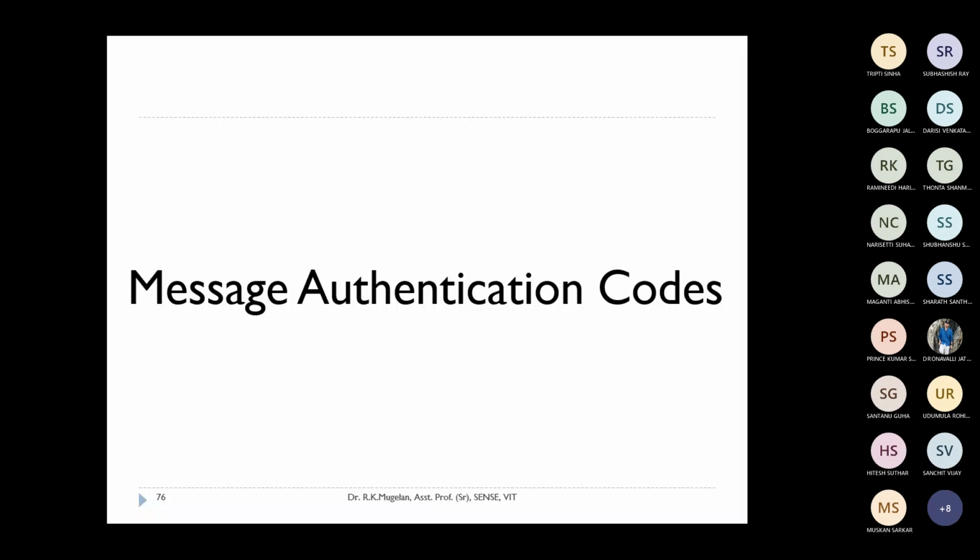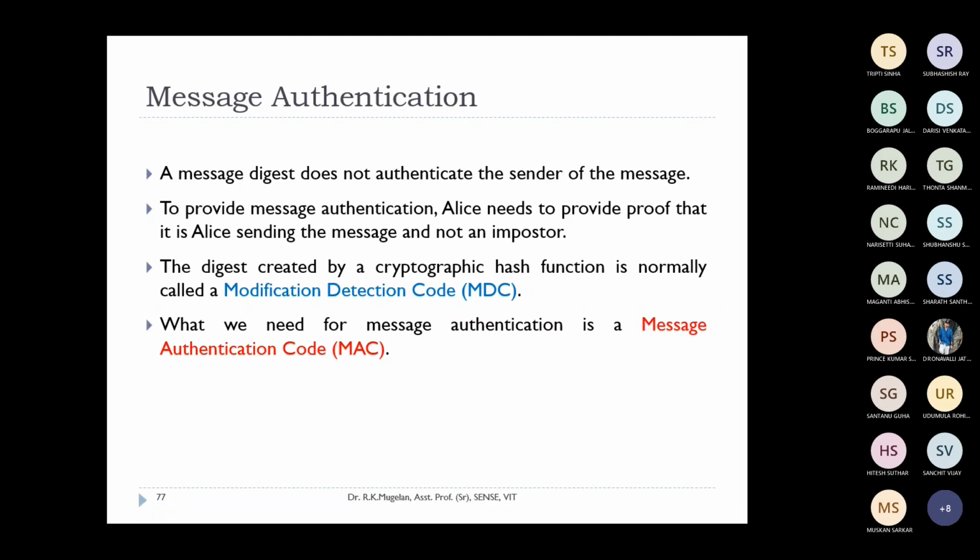Okay, so what is this message authentication? Why do we need this message authentication code, and what is the requirement? Because the message digest, the digest value which we just created using our hashing algorithms, is going to maintain the data integrity. If anyone changes the data, the receiver will be notified. But it is not going to authenticate the sender of the message.